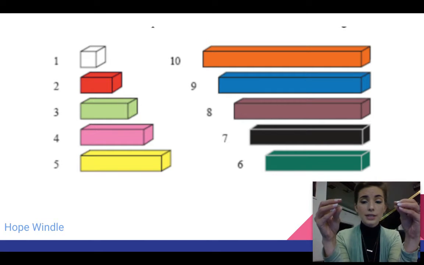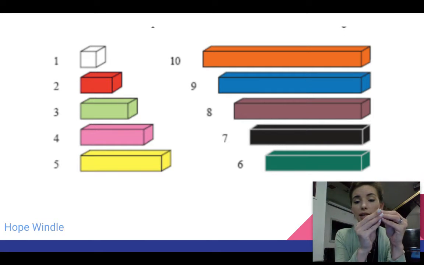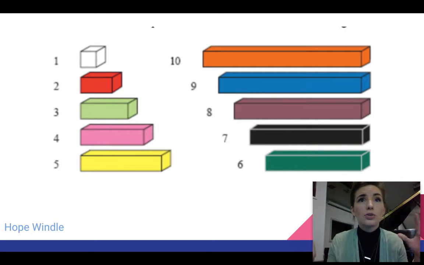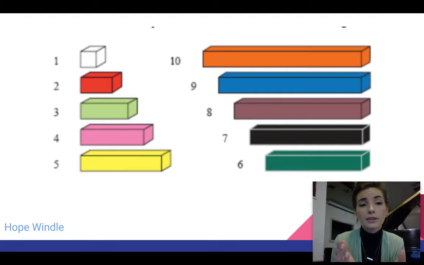Whenever you're in person, these are actually little cubes that you can connect to each other, and you can make what are called trains. You can make number rods, and you can break them. You can use them to break down to find greatest common factors. It's a really fun tool to use.